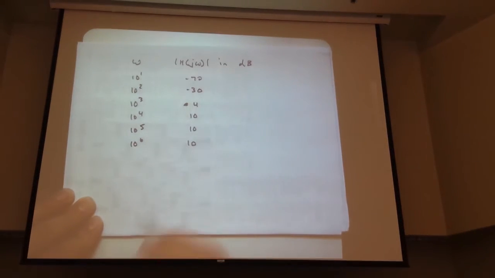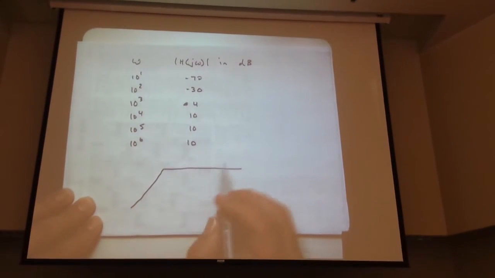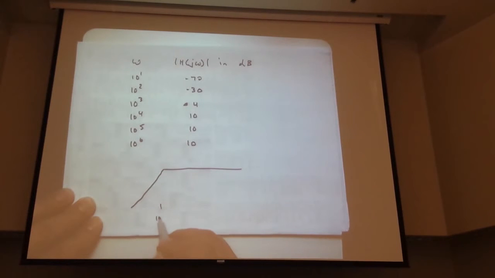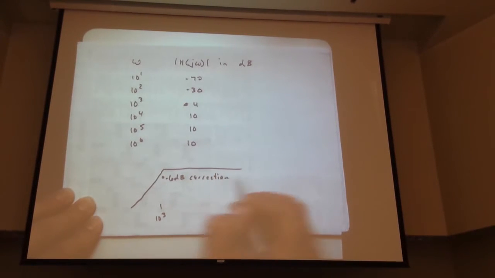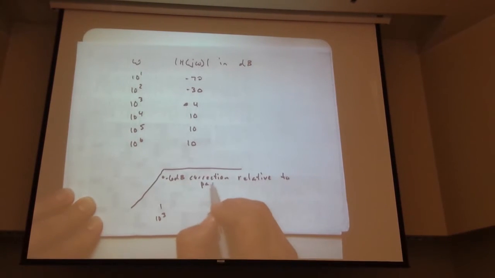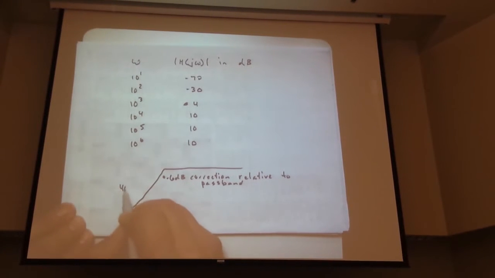So what is this? Well, if we plot it out, it looks something like this. There's a pass band, 10 to the 3. We have a minus 6 dB correction, relative to the pass band, which we should recognize is equivalent to 4 dB. You see that in the table. And we have 40 dB roll-up. So what did we build here?